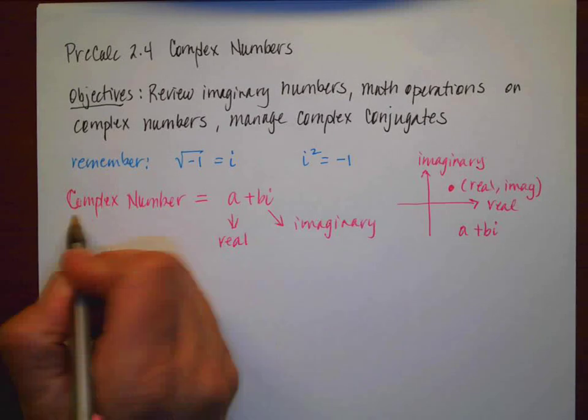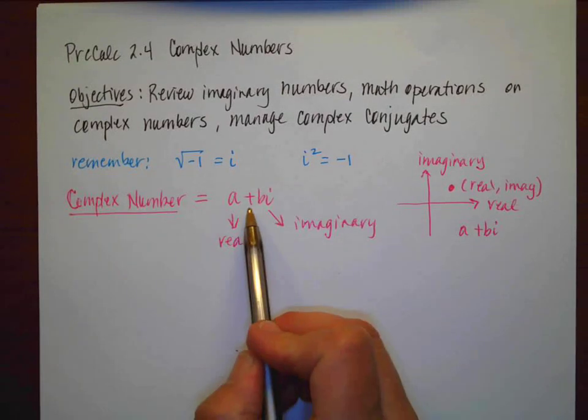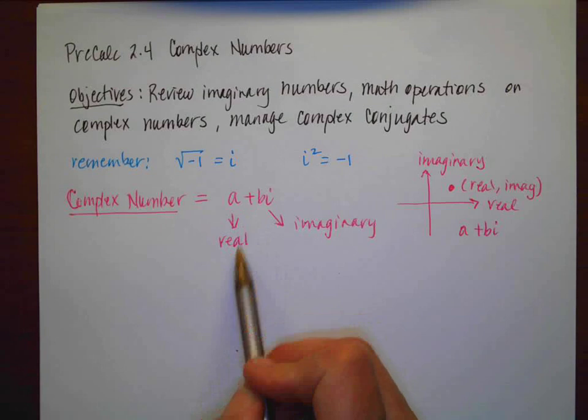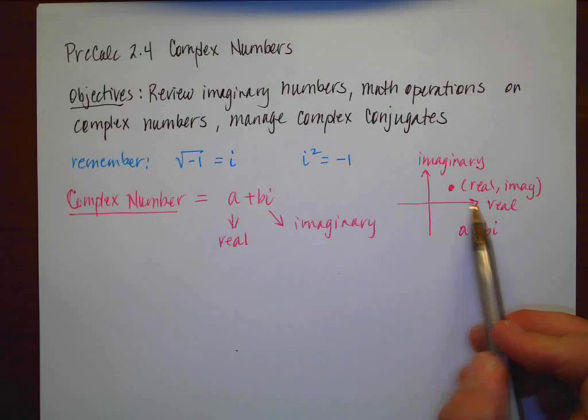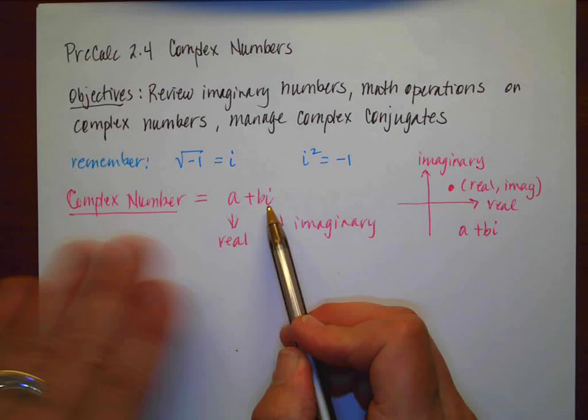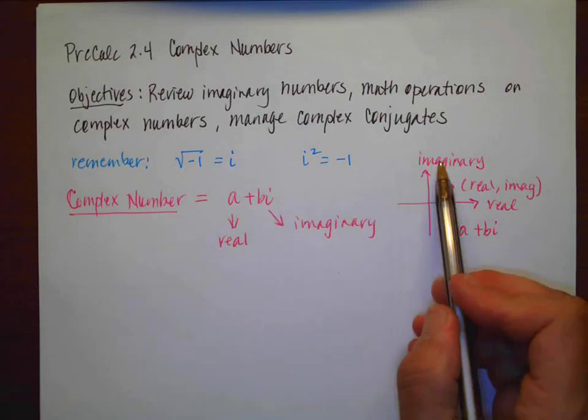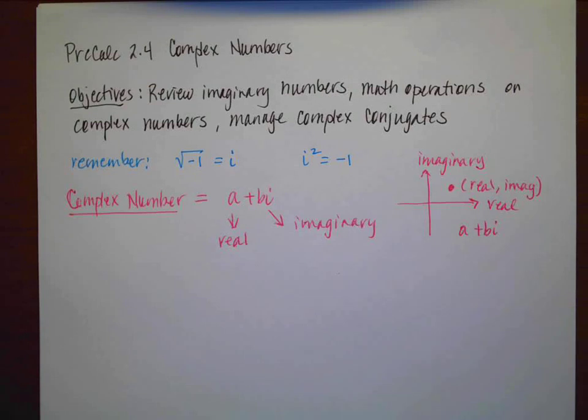So when you report a complex number, it always has to be written in this form. The real component has to come first because we would graph it that way. And then the imaginary component would come second because that would be the second part of graphing that particular function.